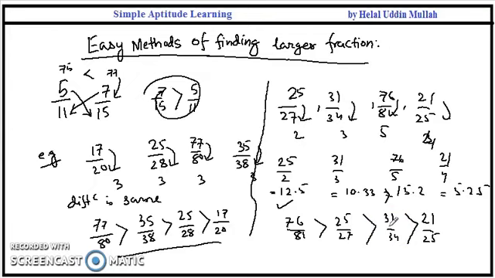Again, if numbers are given like 49 by 52 and 75 by 79, and you want to know which fraction has the largest value, here you cannot do the cross multiplication of such large numbers. Multiplying 49 by 79 and 75 by 52 is a big task. So here also you can find the difference value. The difference here will be 3.